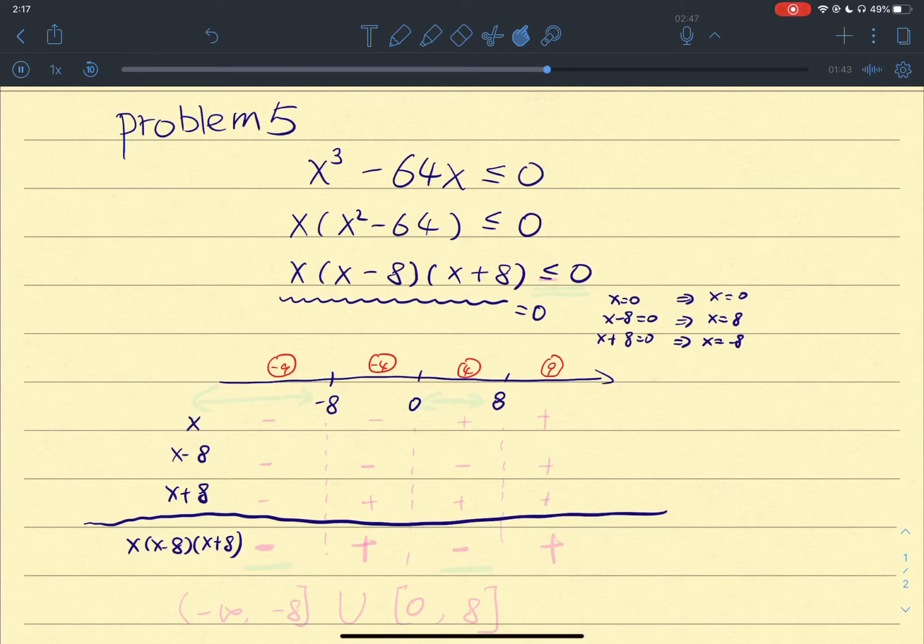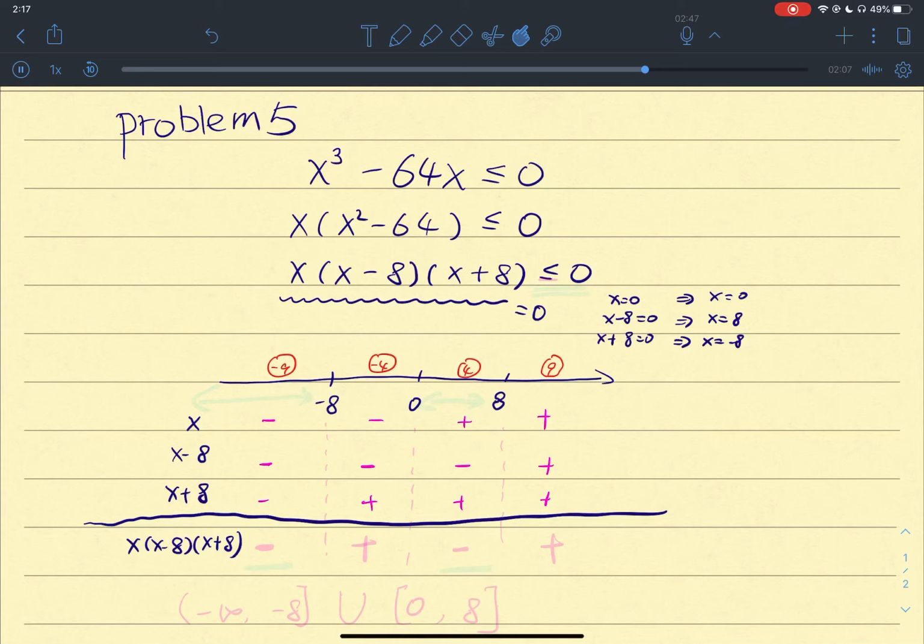So once I pick them, I do my quick testing by plugging those testing points in the place of my x. So I end up with negative, negative, positive, positive. So negative 9 minus 8 is negative 17, hence negative. Negative 4 minus 8 is negative 12, hence negative. And I keep doing the calculation, and I figured out the sign of each piece.